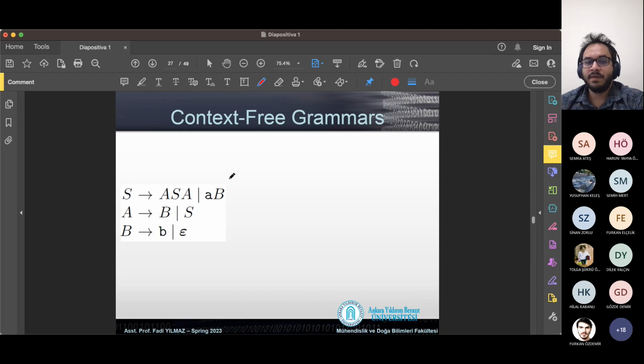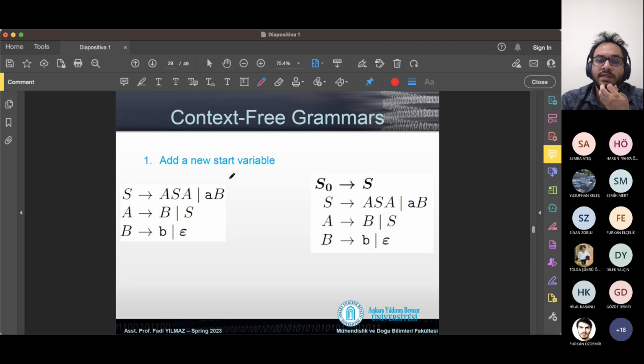For example, if you have such a language and such a grammar and you want to convert it to Chomsky normal form, these are just steps that you need to follow. The changes happen here in bold. Just say S0 showing the S; it is going to be your new start state, so a new start variable. That is the first thing you need to do.